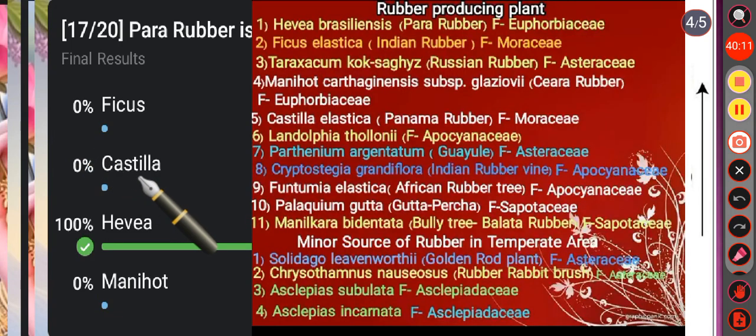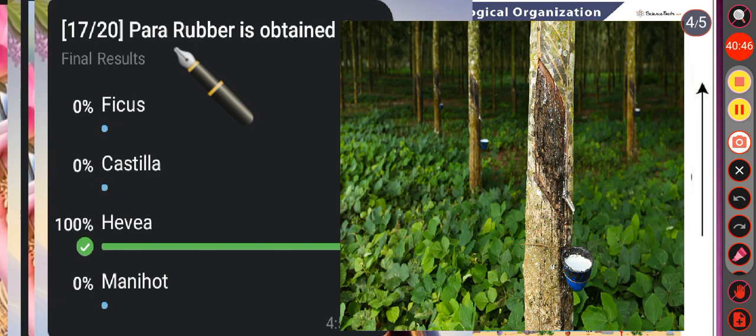Here in option B, that is Castilla, the Castilla elastica, from which the Panama rubber is produced. It belongs to the family Moraceae. And in the fourth option, that is Manihot, that is Manihot carthaginensis, from which Ceara rubber is obtained, and it belongs to the family Euphorbiaceae. And we know that Ficus elastica is commonly called Indian rubber. It belongs to the family Moraceae. So here the para rubber is obtained from the Hevea brasiliensis plant.